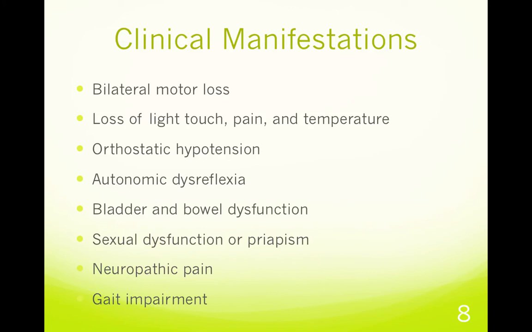The intensity of these deficits, however, depends on the location of the injury or occlusion. So for this reason, the upper extremities may or may not be affected, but the lower extremities are always going to be affected. And then depending on injury location, the person may also experience orthostatic hypotension, autonomic dysreflexia, which is acute uncontrolled hypertension, bladder and bowel dysfunction, sexual dysfunction or priapism, neuropathic pain, and gait impairment.